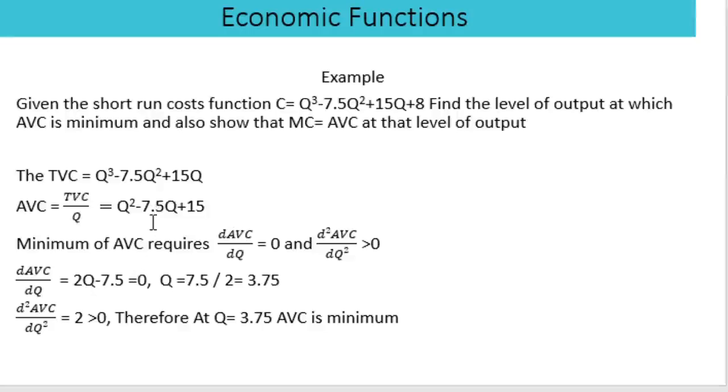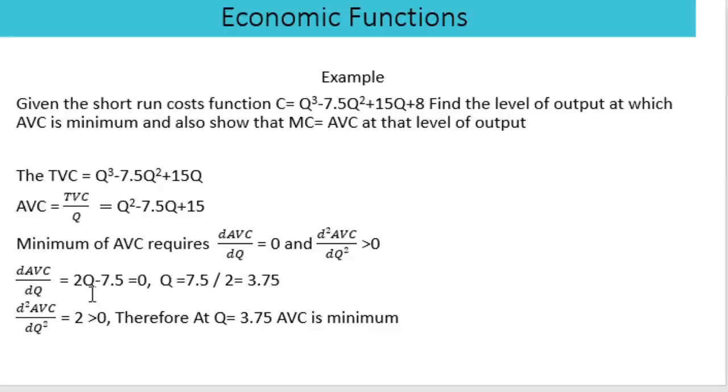So let us take the first order condition, d by dQ of AVC. This is AVC. Let us take the differential of this function, that is Q square, differential of Q square is 2Q, minus differential of 7.5Q is minus 7.5, differential of 15 is 0. Therefore, d by dQ of AVC equal to 2Q minus 7.5. That is Q equal to 7.5 divided by 2, that is 3.75.